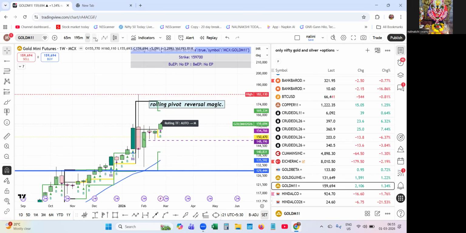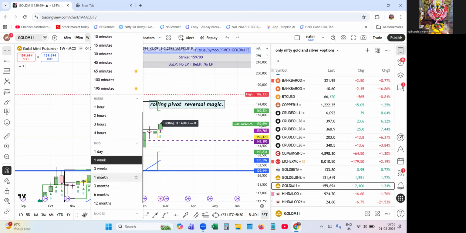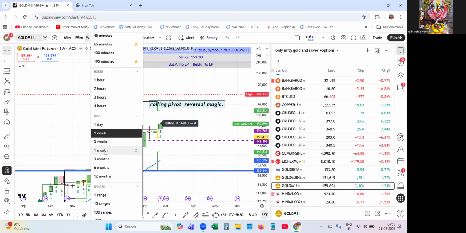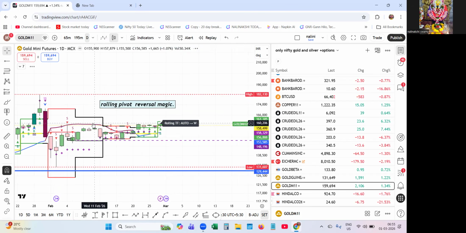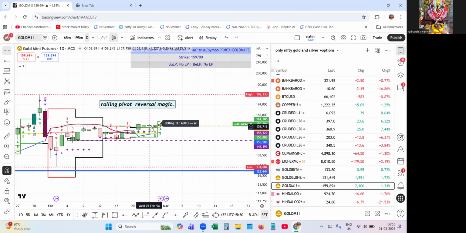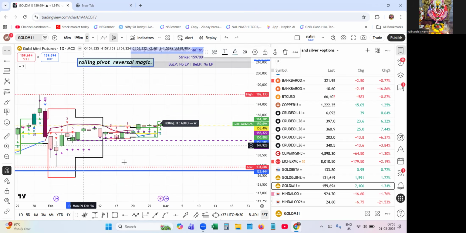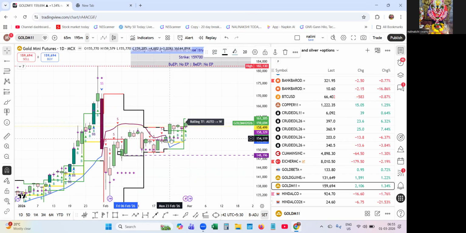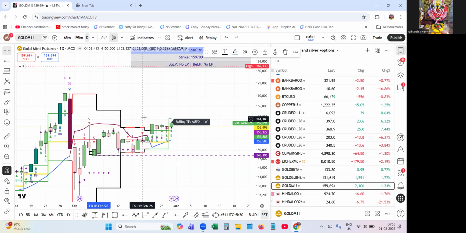If I go to the daily, let me go to the daily time frame. It has crossed the R1. Crossed the R1. So with my rolling pivot, you can see, and the immediate monthly POC is around 154,215. The market has moved higher. Even gold will rally. This is the situation, friends.